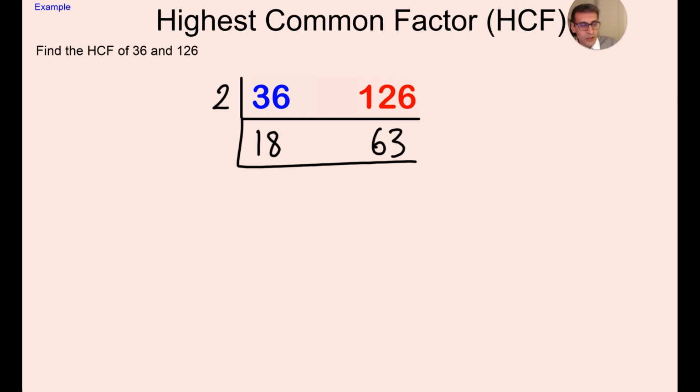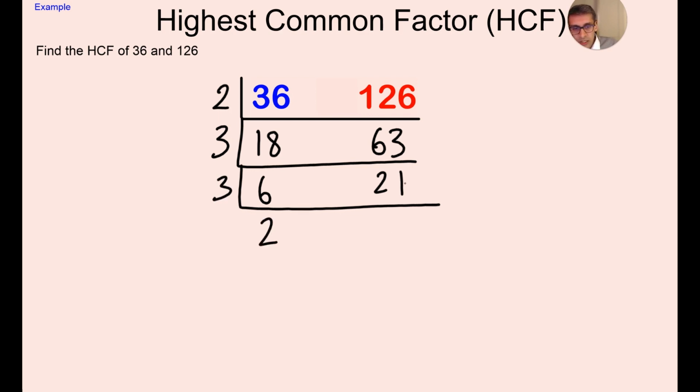Now 63 is not even, so I can't divide it by 2, but I can see I can divide both of these by 3, because 1 plus 8 is 9, which is in the 3 times table, and 6 plus 3 is also 9, which is in the 3 times table. So 18 divided by 3 is going to give me 6, and then 63 divided by 3 is going to give me 21. I can see that these are also in the 3 times table. So divide by 3 is 2. 21 divided by 3 is 7.